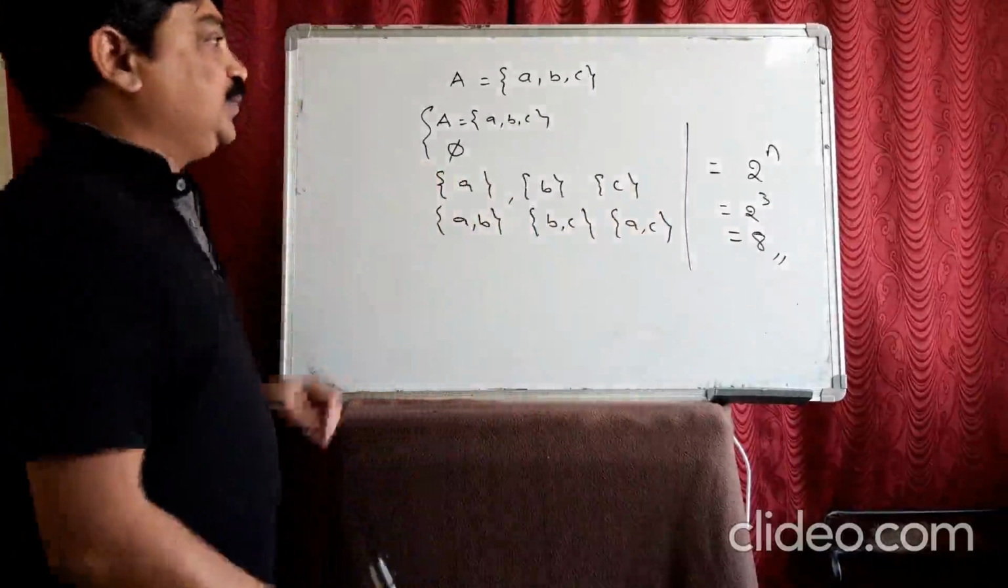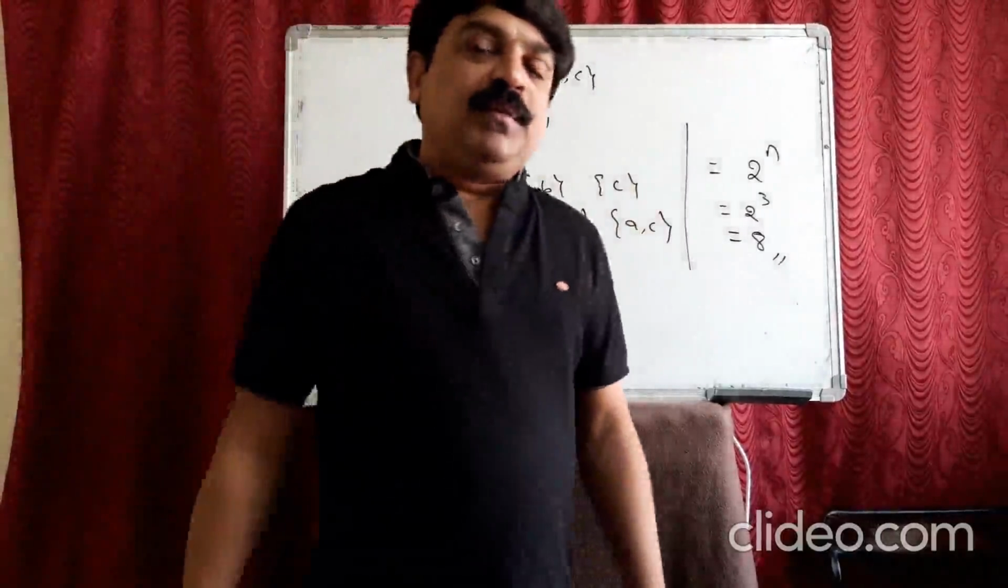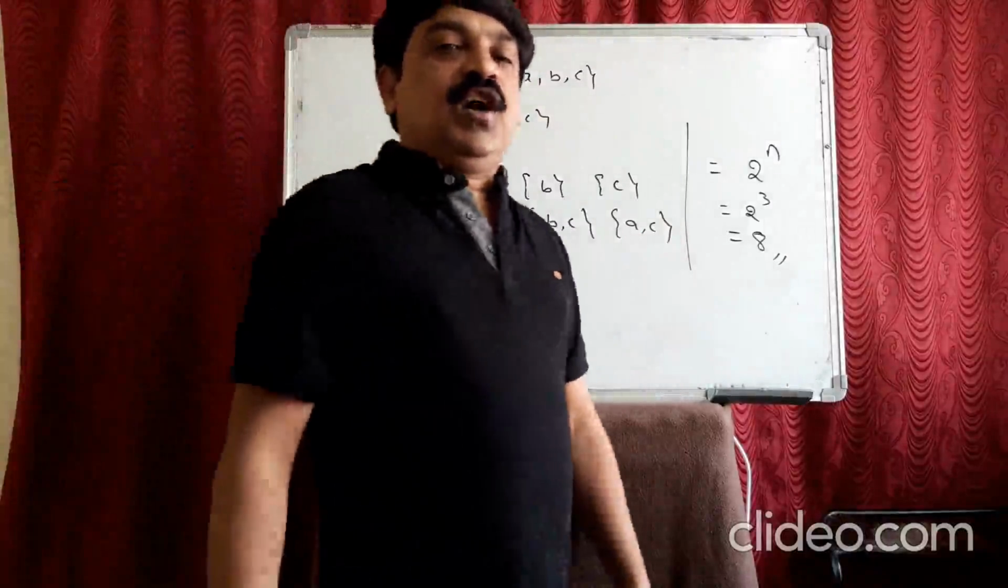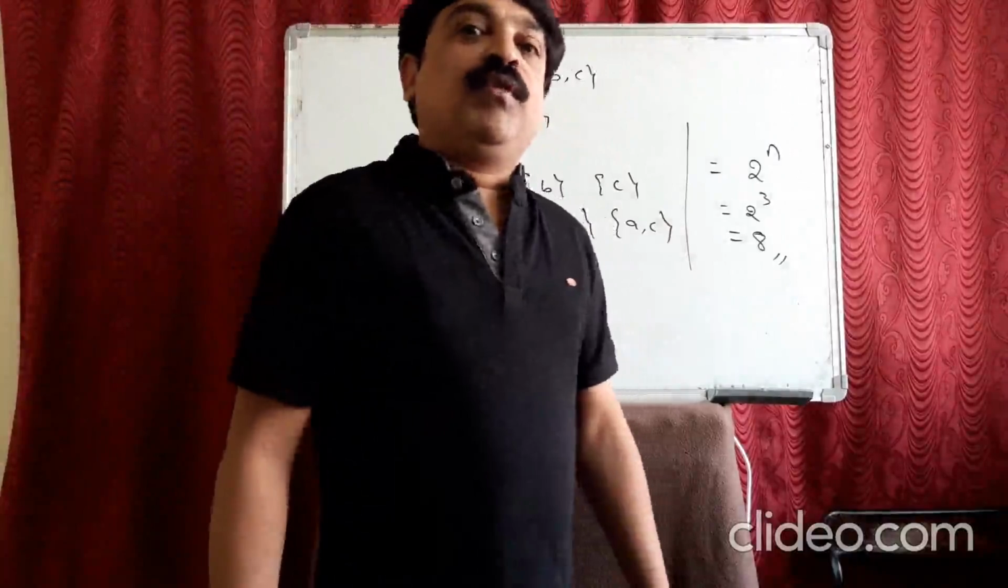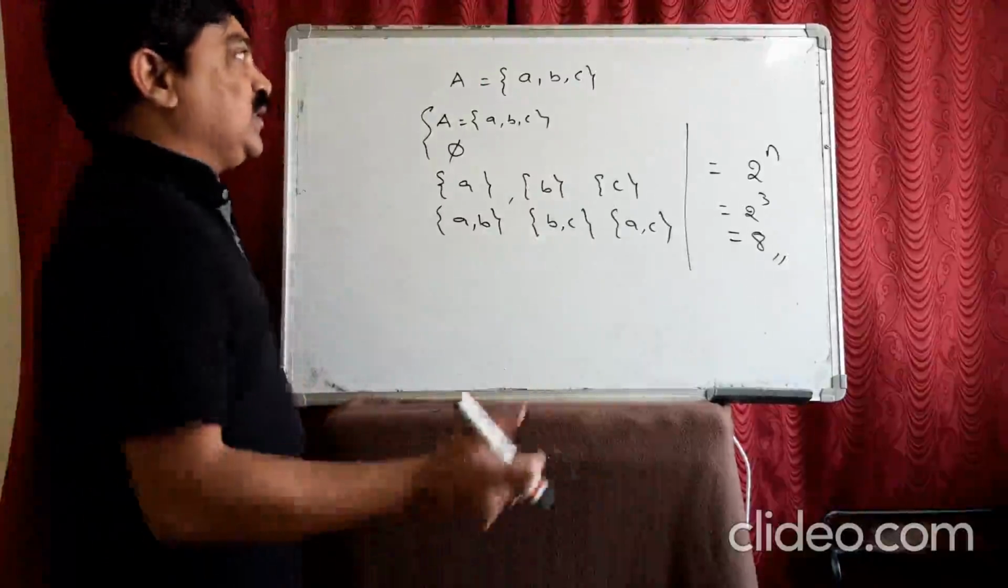Okay? Now, suppose a set contains 4 elements, how many subsets can you make? 2 power 4, 16. If a set contains 10 elements, how many subsets can you make? 2 power 10, 1024 subsets you can make with that. Okay, if you want you can try.